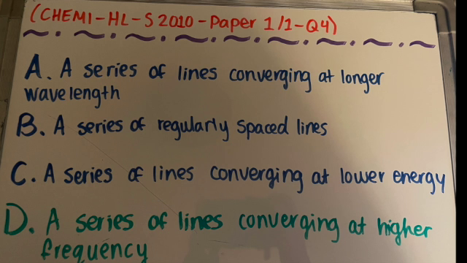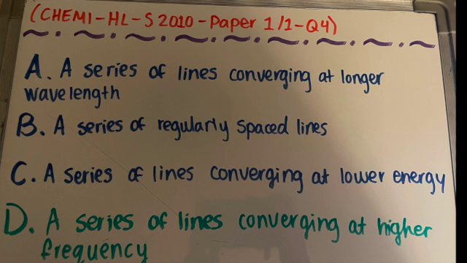B stated that they are a series of regularly spaced lines, which is also incorrect because in the hydrogen emission spectrum, the difference between each energy level is different. Like the difference between n=1 and n=2 is bigger than the jump from n=2 to n=3. The lines are not equally spaced, and they're also not randomly spaced. To jump from one energy level to another requires more energy and higher frequency.